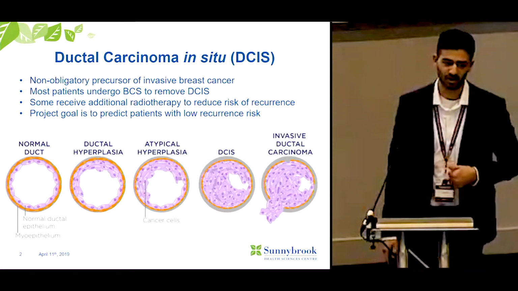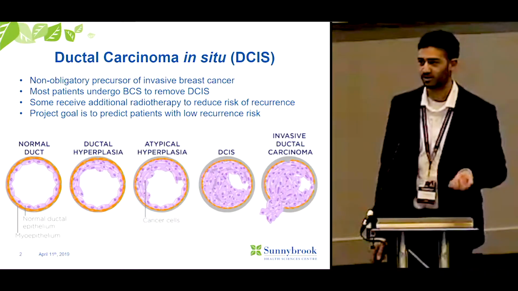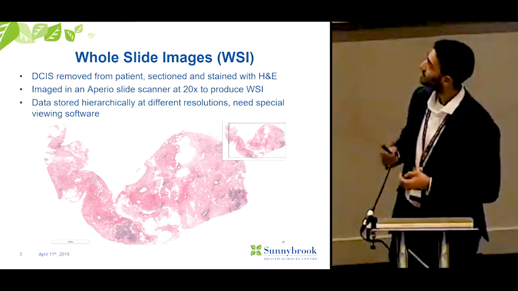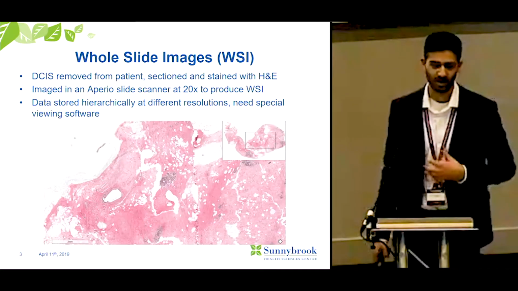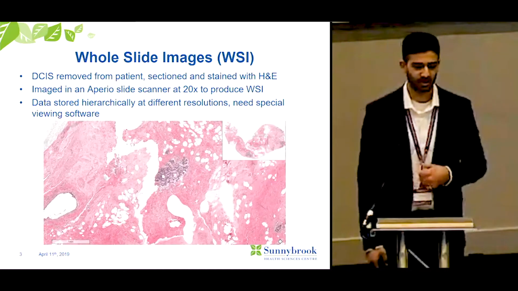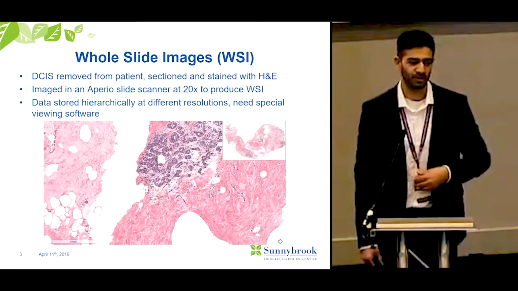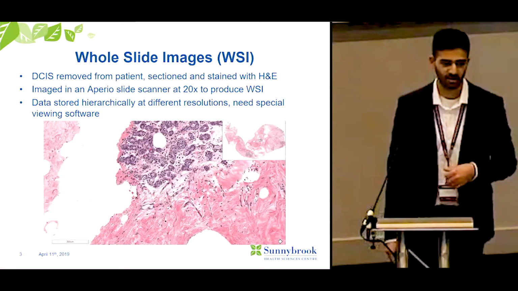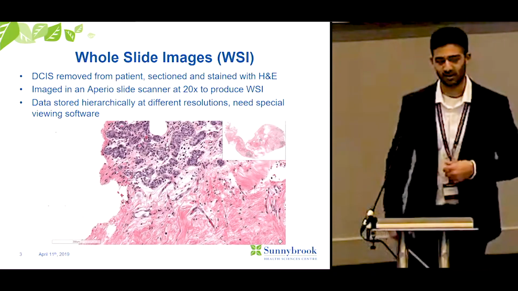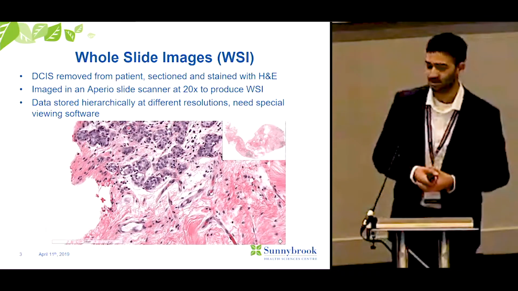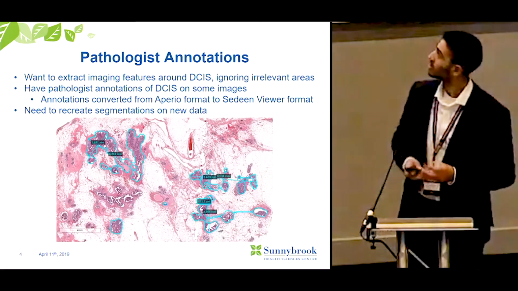So the overall project goal is to identify those patients with extremely low risk of recurrence that do not need additional radiotherapy. As I said, the DCIS is removed from the patient, sectioned and stained with H&E, and imaged in an Aperio slide scanner at 20 times to produce the whole slide images. Data is stored hierarchically at different resolutions, and you need special viewing software to view them.